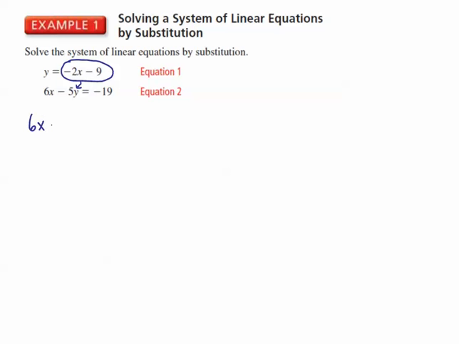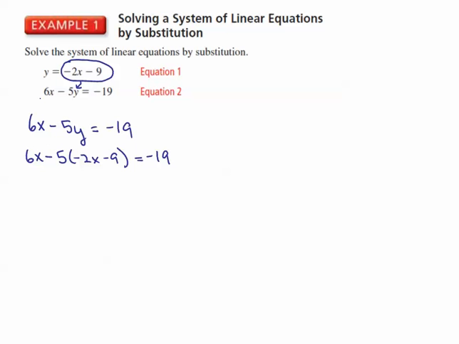In the second equation, we have 6x minus 5y equals negative 19. Now, in place of y, we're going to substitute this other definition of y, which is negative 2x minus 9. The only thing we've changed there is we've taken out the y. We haven't changed the sign. We haven't changed the number in front of the y. We just put parentheses where the y was and substituted our other definition for y.